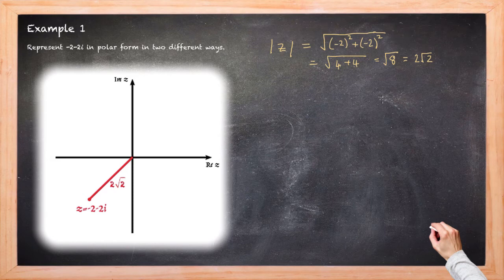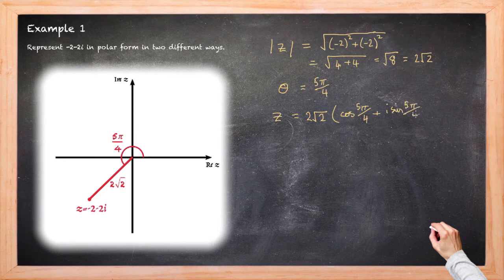And then the argument, to go all the way around is pi plus another pi upon 4. So it's 4 lots of pi upon 4 plus another 1 pi upon 4. That would be 5 lots of pi upon 4. And therefore, writing it in polar form, it's modulus times cos 5 pi upon 4 plus i sine 5 pi upon 4.